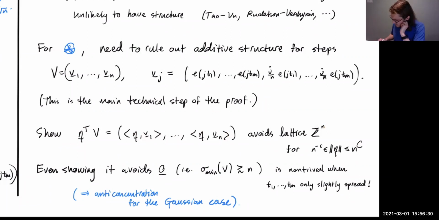Even showing that it avoids 0 turns out to be pretty non-trivial. And that's just the Gaussian case of anti-concentration. Showing that this avoids the origin, not just the lattice, is much stronger, but just showing that it avoids the origin is controlling the smallest singular value of the matrix of steps. And that's precisely what determines the small ball probability for the Gaussian vector, the condition number of its covariance matrix. So even showing that it avoids 0 turns out to be pretty non-trivial when these points are only slightly spread. Okay, but we have to go further. We actually have to show it avoids the lattice.